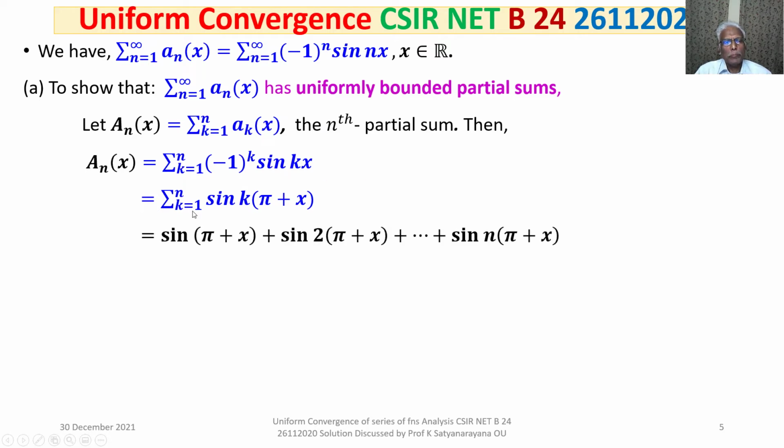Expand this. For k equals 1 we get sin(π + x) plus sin(2π + x) and so on, up to sin(nπ + x). Sin(π + x) is minus sin x, sin(2π + 2x) is sin 2x, and so on. At the end you will get (-1)^n sin nx.